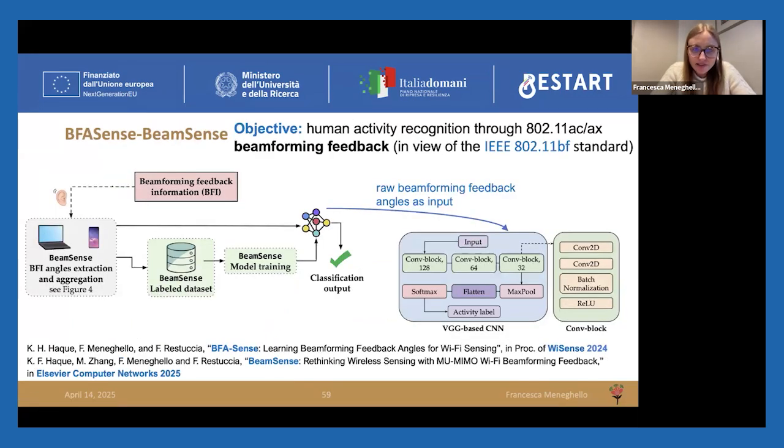And the second application is about using the beamforming feedback angles directly, so without converting back to the V matrix, and using them as a proxy for the channel frequency response to obtain information about the environmental changes.